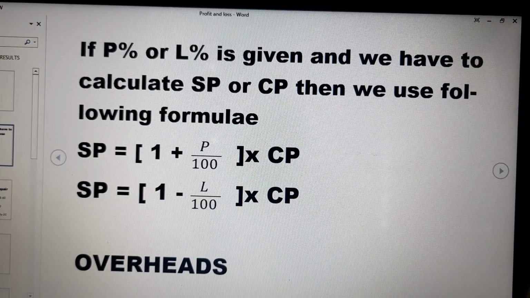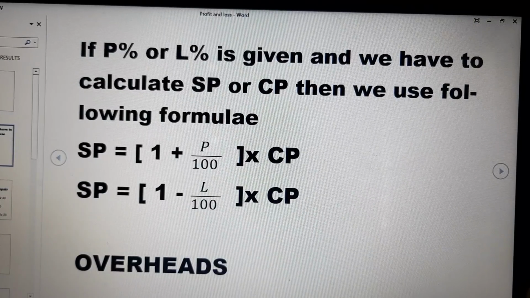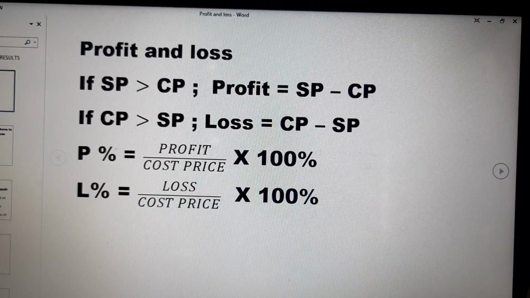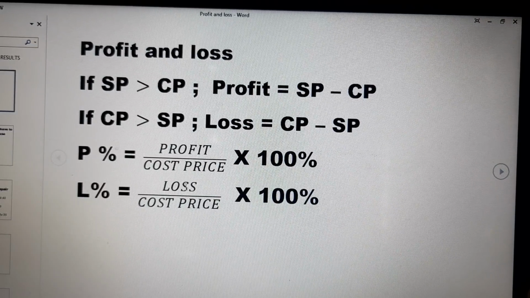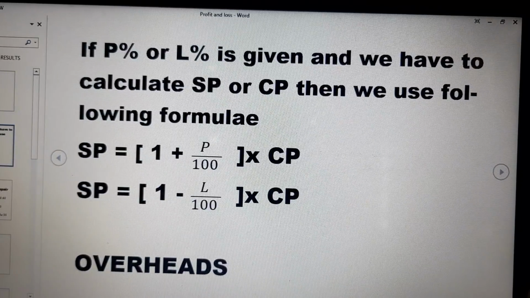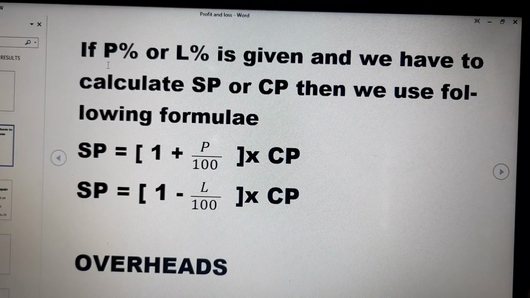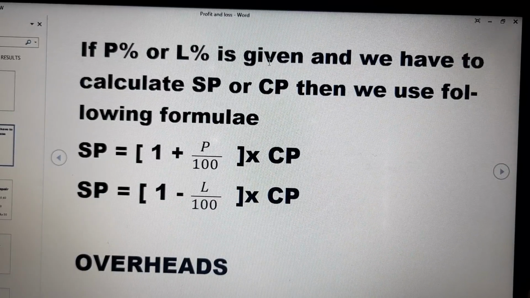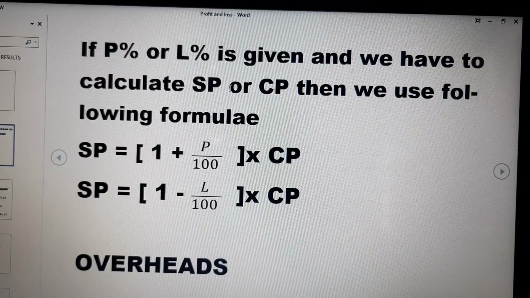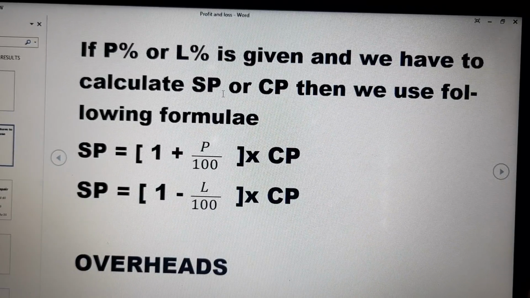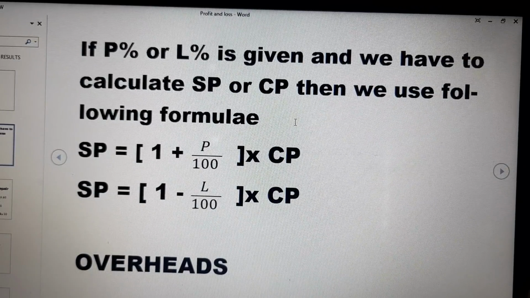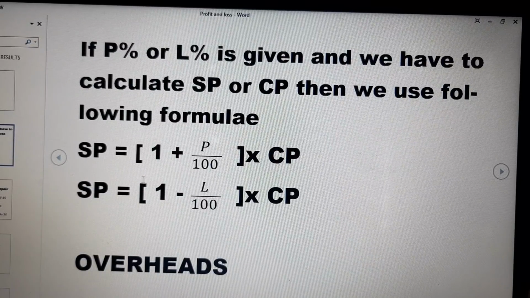Here I have to tell you that if we are writing profit here, then profit is in rupees. If we are writing loss here, then loss is in rupees. What if profit and loss have been given in percentages? Profit percent is given or loss percent is given, and we have to calculate selling price or cost price. Either cost price will be given or selling price will be given, and we have to calculate the other thing. Clear? Then we use these two formulae.